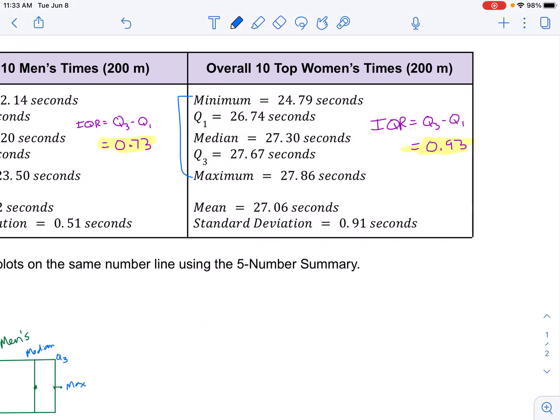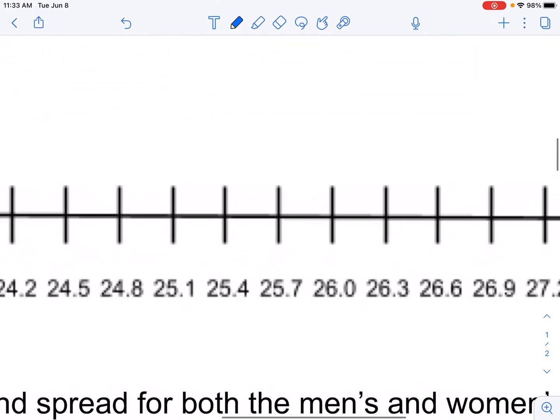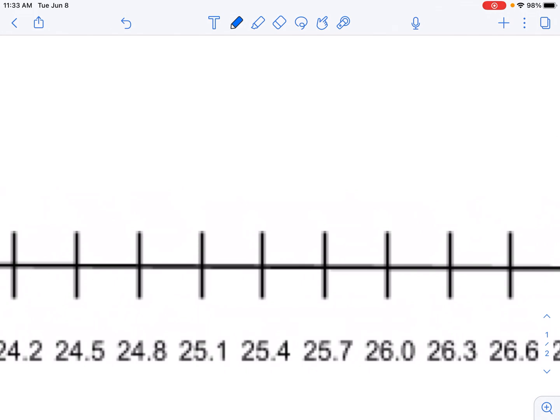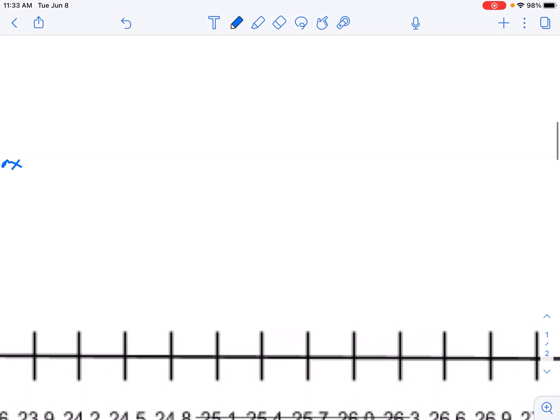Same thing for the women, but this time what I'm going to do is I'm actually going to draw it out just to make sure that we understand. So the minimum, the fastest time was 24.79. So we'll first look, here's 24.8. 24.79 is probably just about there. So I'm going to put a point right here.